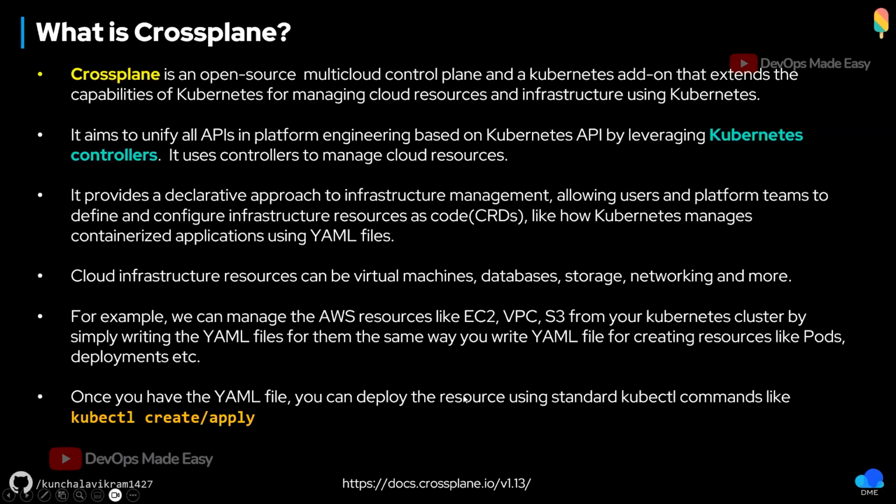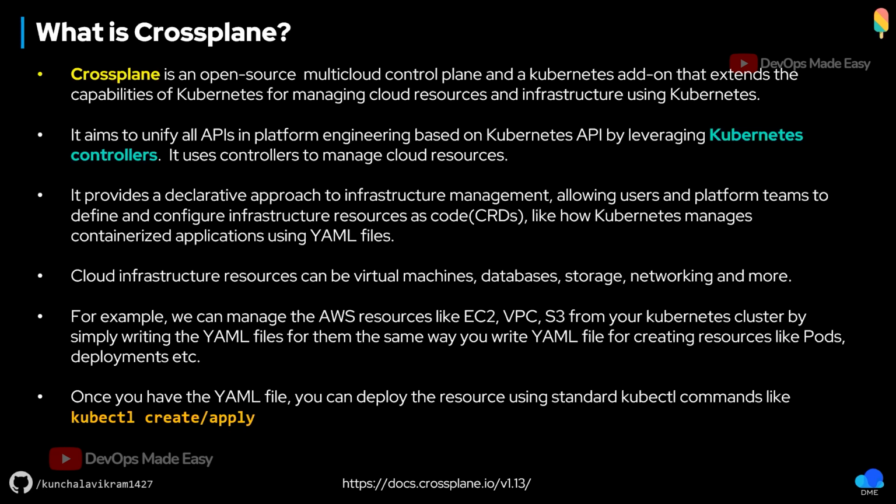So Crossplane is an open source multi-cloud control plane, and it is basically a Kubernetes add-on. So let's say if you want to fetch the metrics of pods and nodes, you would actually install metrics server inside the Kubernetes platform. Similarly, Crossplane is also a component that runs inside your existing Kubernetes cluster, and this is responsible for managing cloud resources and infrastructure for you.